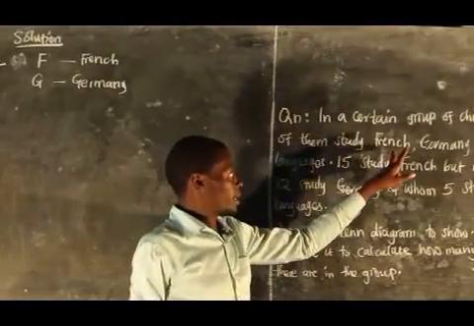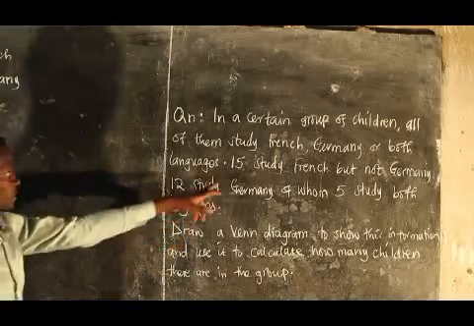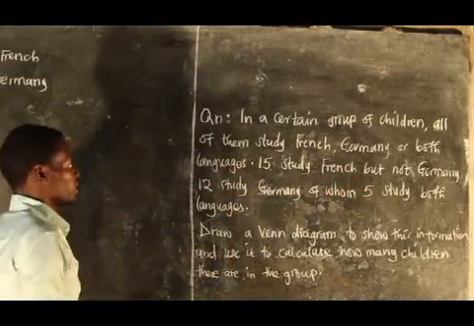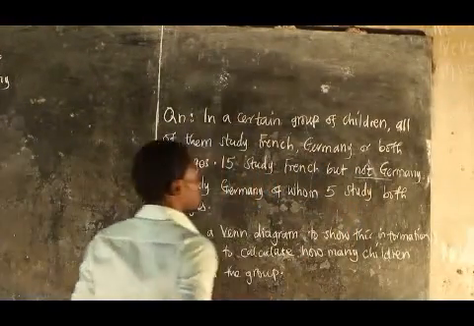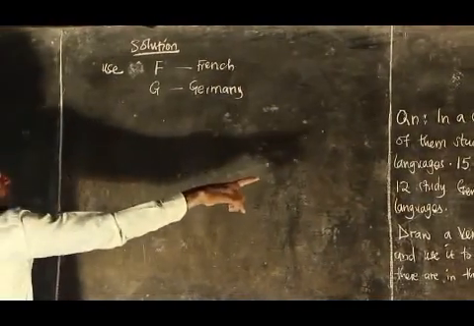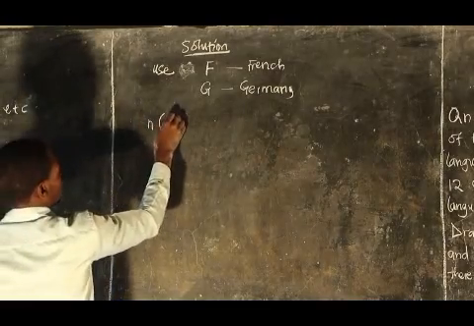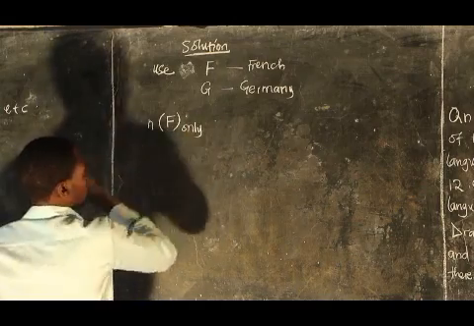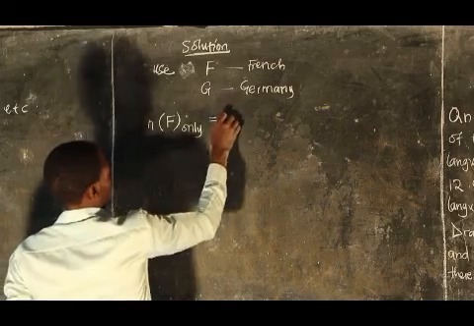As I said, they study French, German, or both languages. 15 study French but not German. So it means if they study French but not German, it means 15. They are going to say 15 study French but not German. So we say the number of those that study French only. If they say but not German, it means French only. They are going to be 15.